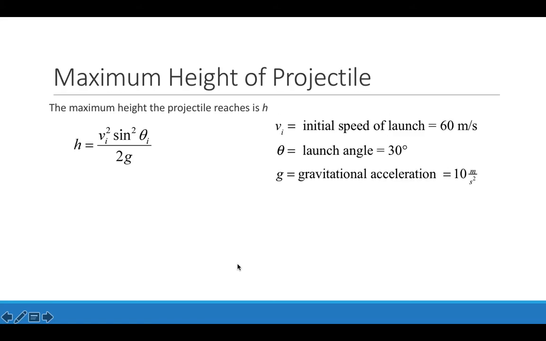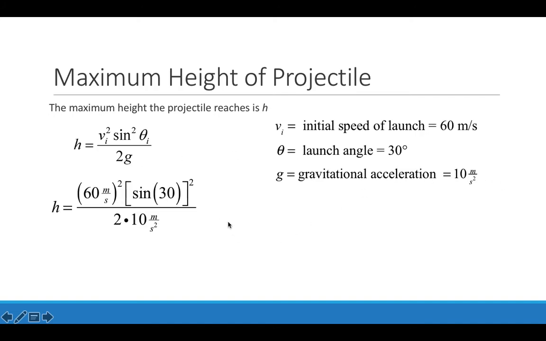There's also a formula that describes the height of the projectile. The maximum height is the speed of the object squared, where our speed is 60 again, times sine of that angle squared. This is a weird way to write it, but it just means take sine of the angle, which is 30, and then square that value, divided by twice the acceleration due to gravity.